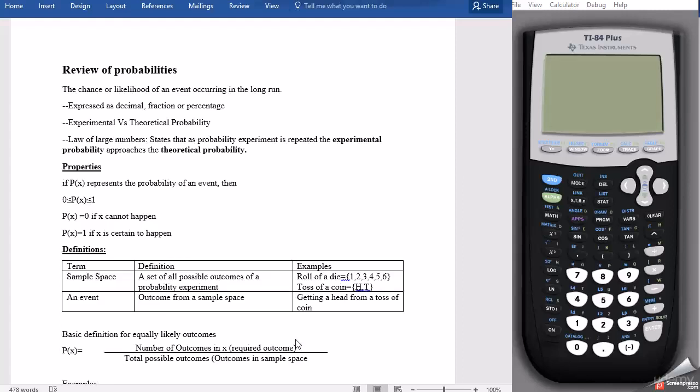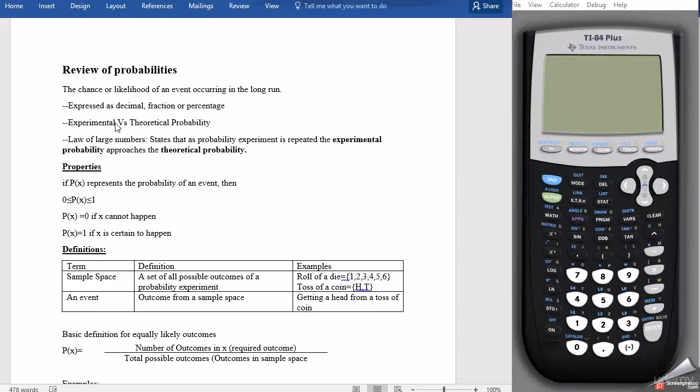Today we are going to be talking about probabilities. We're going to be reviewing some topics in probabilities that we're going to see later in this course. Probability is defined as the chance or likelihood of an event happening in the long run. It can be expressed as a decimal, fraction, or percentage. We have two main types of probabilities: experimental and theoretical probability.